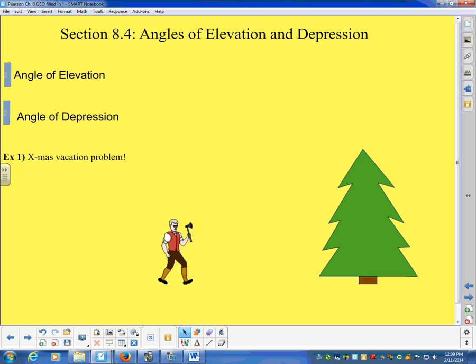Okay, so here it is. Angle of elevation is defined to be an angle formed from the horizontal up. I'll have to show you how this works here. Angle of elevation would be measured from the horizontal. So like if I'm sighting to the top of the roof here, the angle of elevation would be from my eye level up toward that roof. That's the angle of elevation.